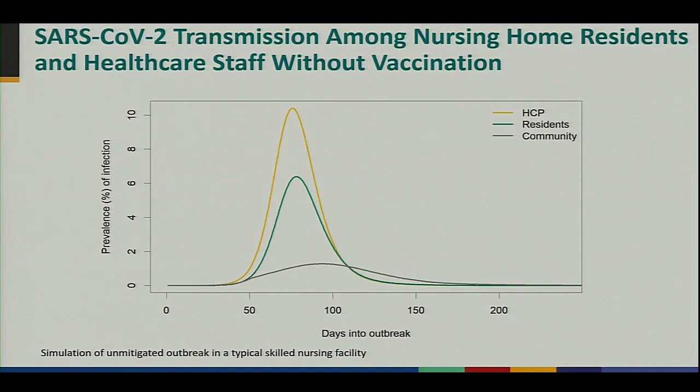This slide depicts a typical outbreak in a nursing home without the introduction of vaccine. Time in days is depicted on the x-axis, and prevalence of infection is depicted on the y-axis. We are providing separate epidemiologic curves for healthcare providers in gold, residents in green, and the community in gray. Next slide, please.